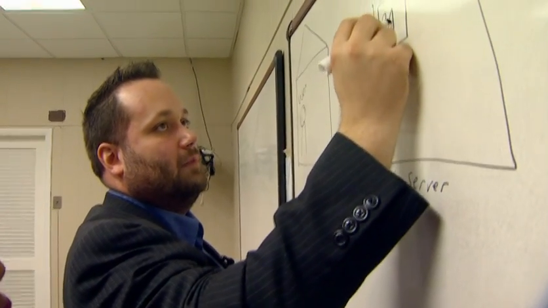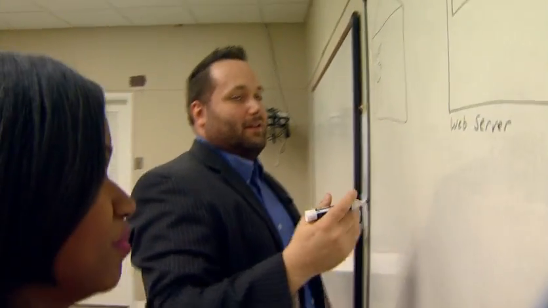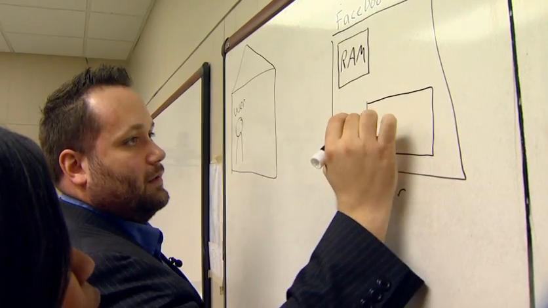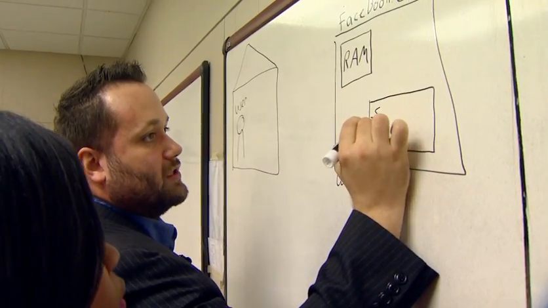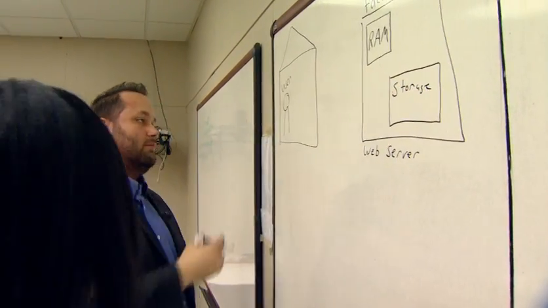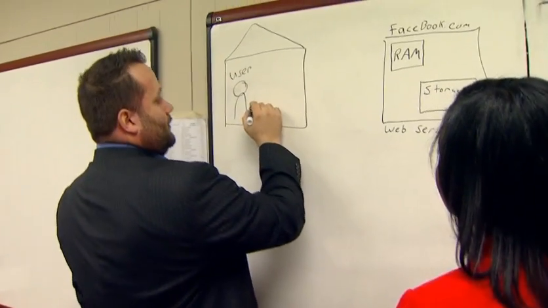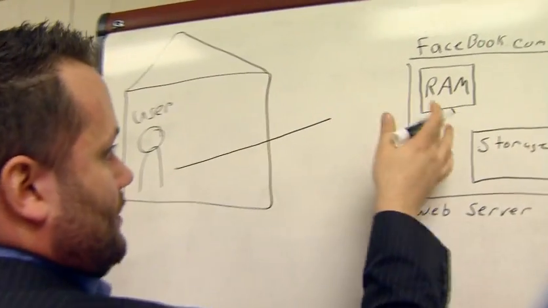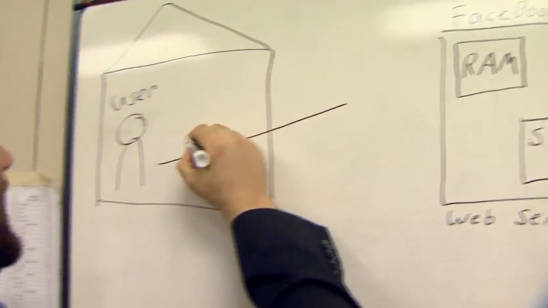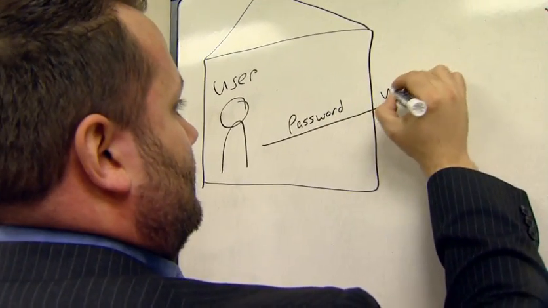RAM. Everyone's heard of RAM, right? That's the stuff I need to go faster, right? And then you've got what we call in the IT industry persistent or permanent storage. Now, when your home user, average Joe user at home, goes to Facebook.com, they're sending information to this web server, right? And that information is stuff like passwords, usernames.